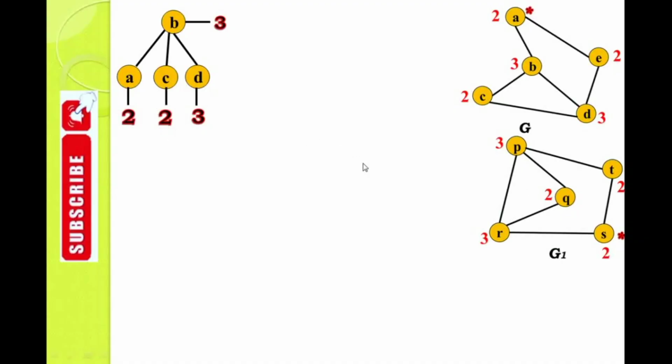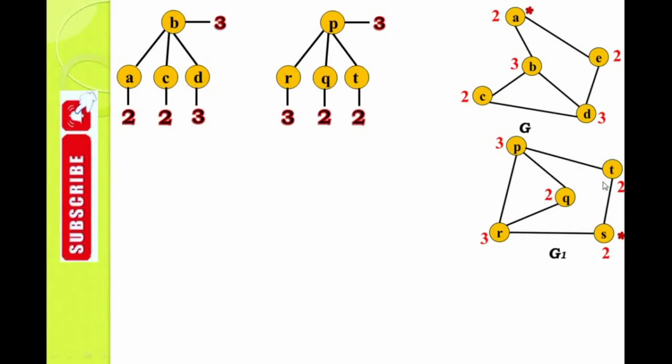Now I am going to choose a vertex P. It has degree 3. What are the adjacency vertices of P? There are 3 adjacent vertices. One is R, another one is Q, another one is T. What is the degree of R? Degree of R is 3. What is the degree of Q? Degree of Q is 2. What is the degree of T? Degree of T is also 2. Here you see all the conditions are satisfied. Therefore, B is related to P.